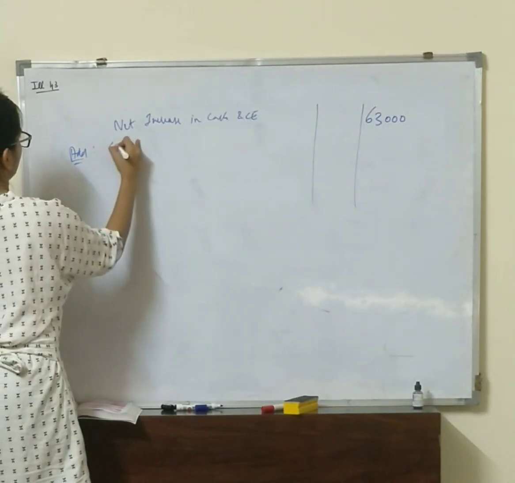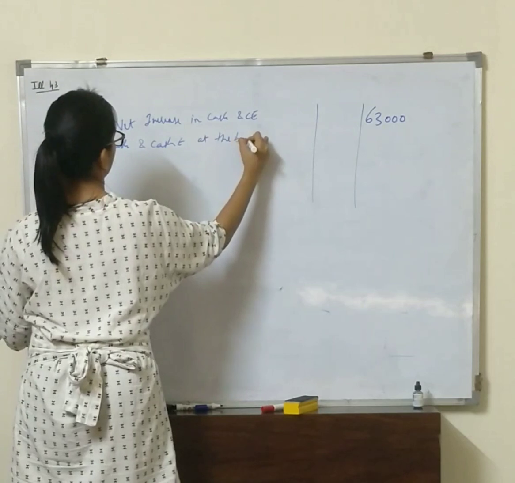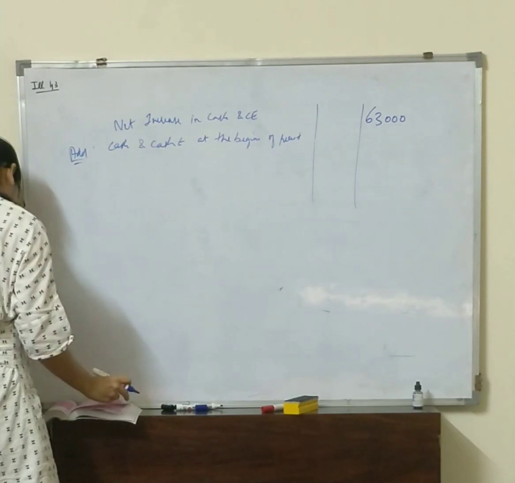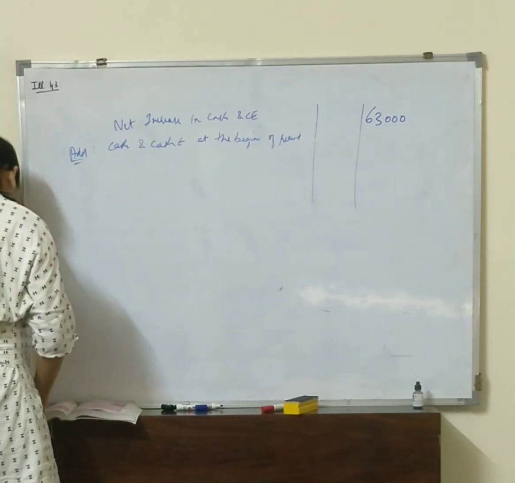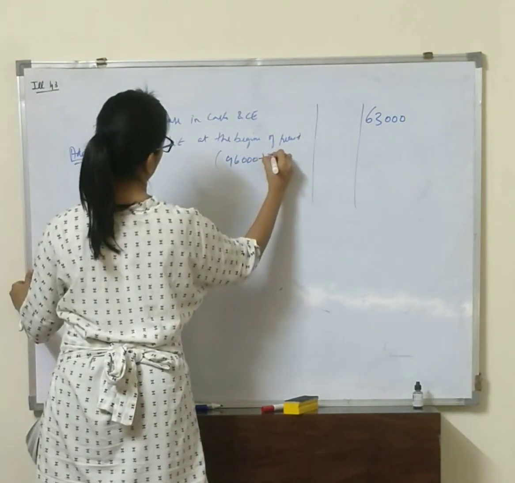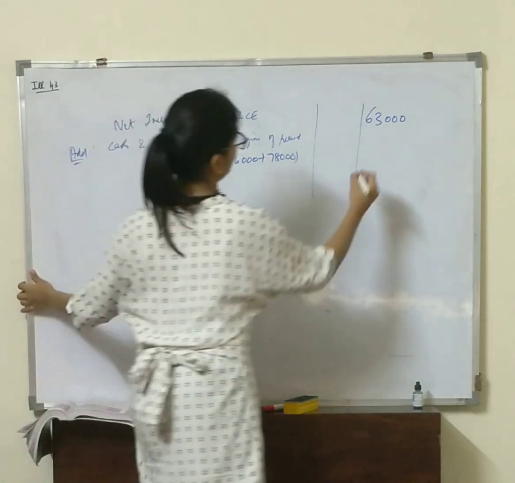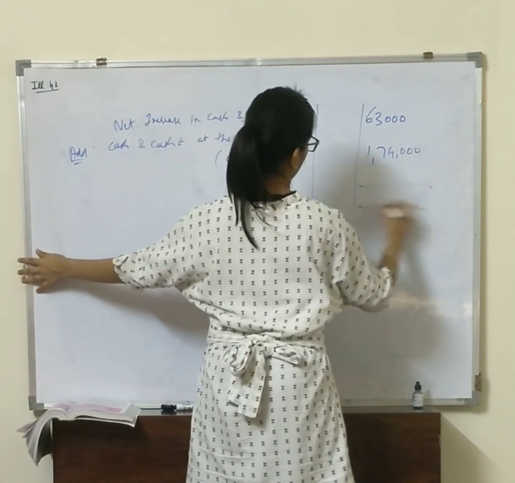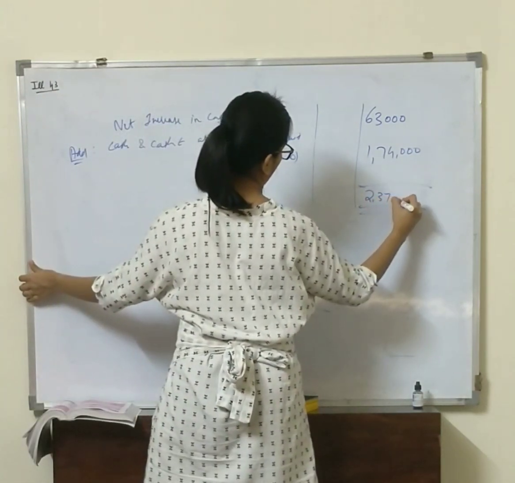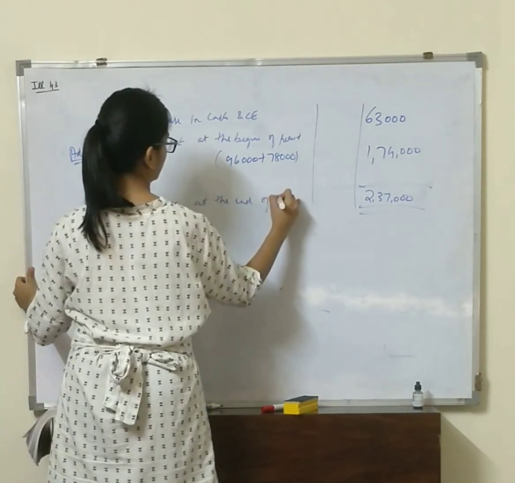Then we add cash and cash equivalents at the beginning of period. So what is it? Go to our balance sheet. We have 96,000 plus current investment 78,000. 96,000 plus 78,000. How much is it? 1,74,000. So what answer do we get? We get 2,37,000. That is our cash and cash equivalent at the end of the period.